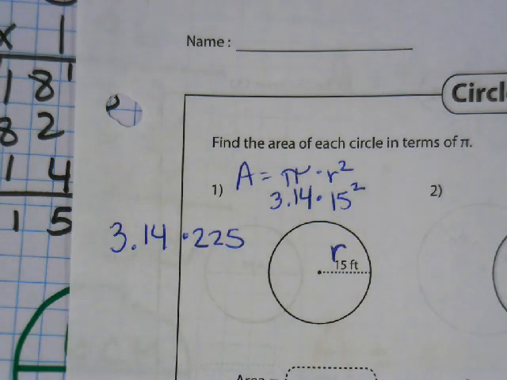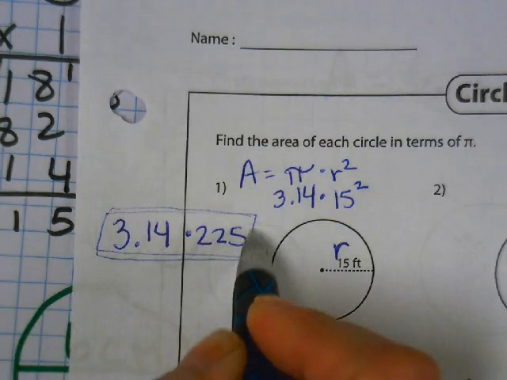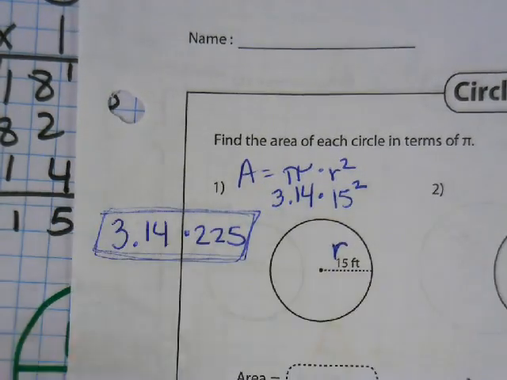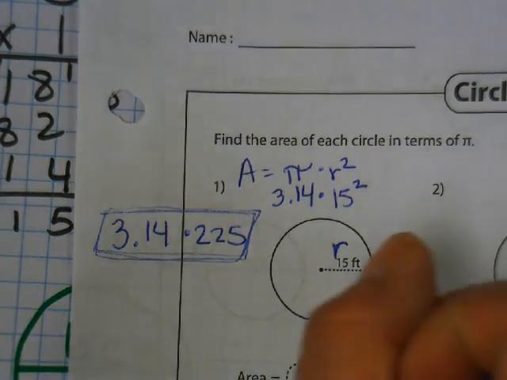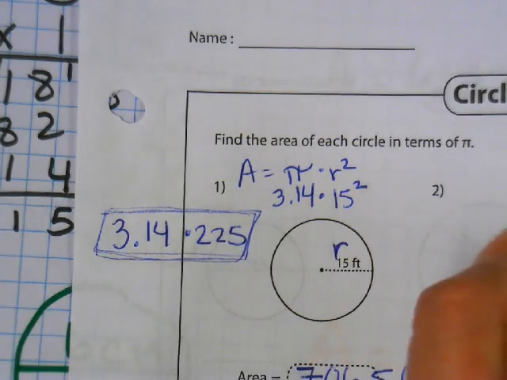All right, you guys can use a calculator at this point from this one. Thank you. Absolutely. 706.5. Do we have to put the units? Why else would the units be there? 706.5 feet squared.